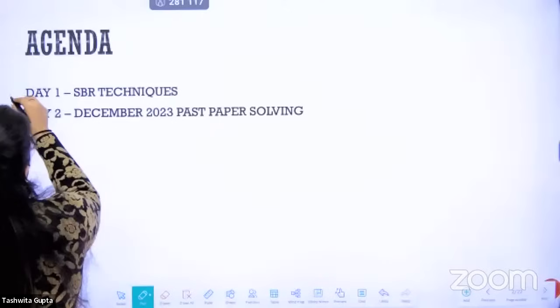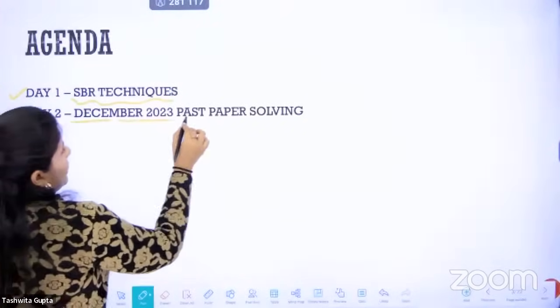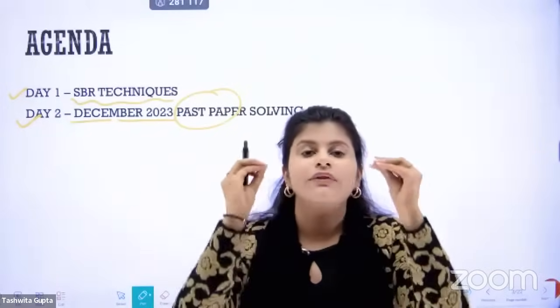Our agenda for day 1 is SBR techniques. On day 2, we will be doing the December 2023 past paper from ACCA. We will do it from the CBE platform, and it is going to be interesting because we will finally solve a pre-populated spreadsheet. So everyone who is part of this session and who will be part of this session tomorrow as well, you will understand typically how to solve a pre-populated spreadsheet question. The December 2023 question was on the statement of cash flow. So if you feel that group cash flow is not something you are enjoying as of now, you are going to enjoy it tomorrow.